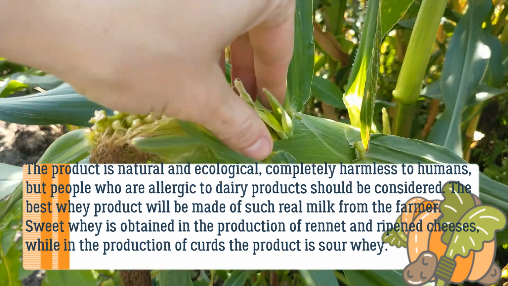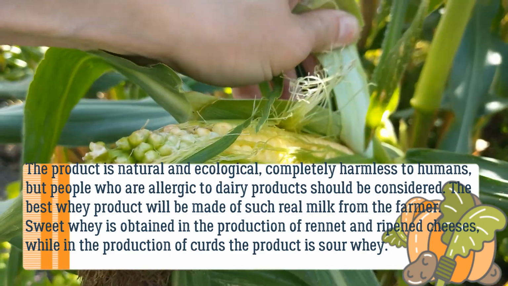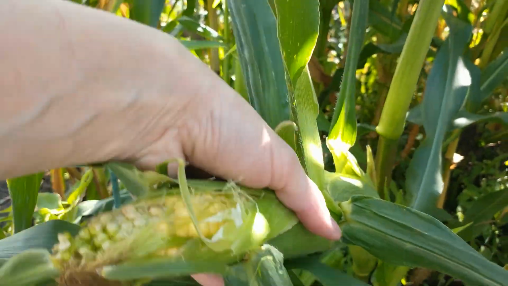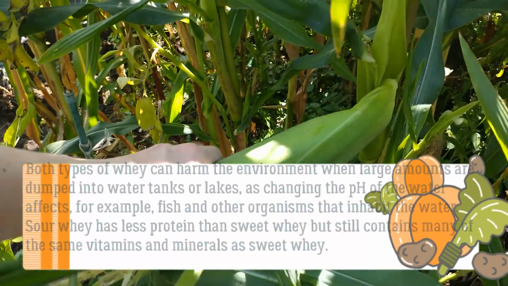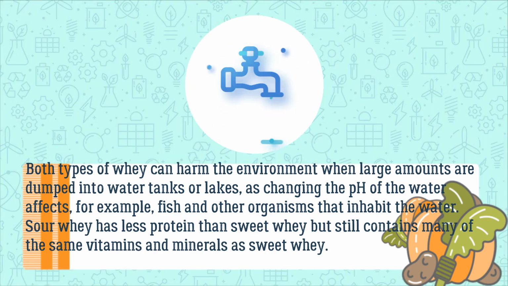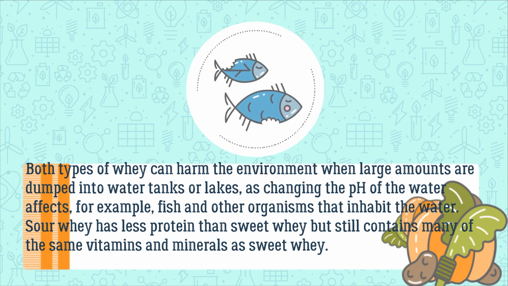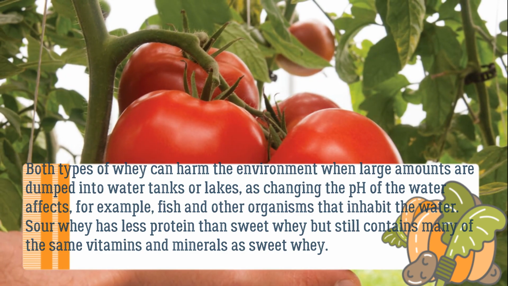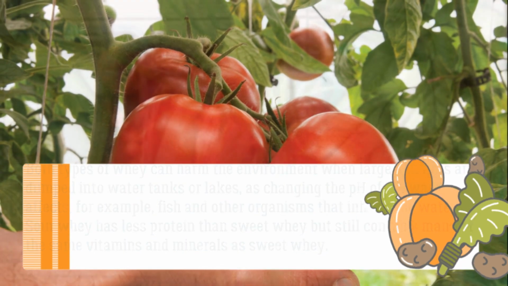Sweet whey is obtained in the production of rennet and ripened cheeses, while in the production of curds the product is sour whey. Both types of whey can harm the environment when large amounts are dumped into water tanks or lakes, as changing the pH of the water affects, for example, fish and other organisms that inhabit the water. Sour whey has less protein than sweet whey but still contains many of the same vitamins and minerals as sweet whey.